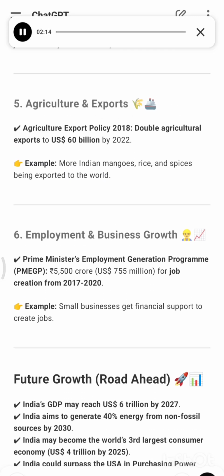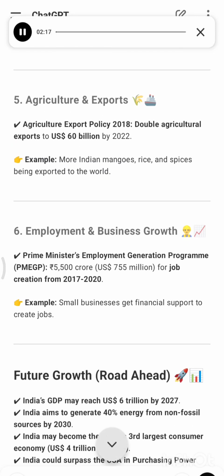5. Agriculture and exports. Agriculture Export Policy 2018, double agricultural exports to $60 billion by 2022. Example: more Indian mangoes, rice, and spices being exported to the world. 6. Employment and business growth. Prime Minister's Employment Generation Program, 5,500 crore, US $755 million, for job creation from 2017-2020. Example: small businesses get financial support to create jobs.